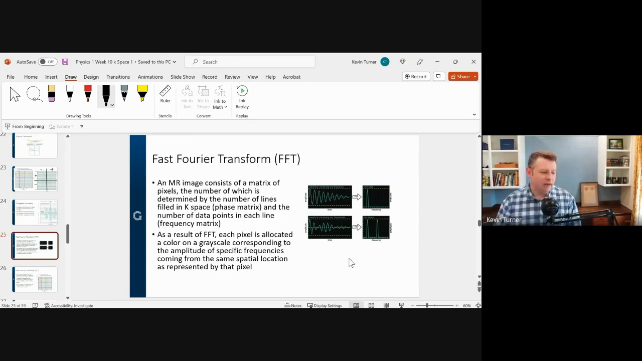As a result of the FFT, each pixel is allocated a color on a grayscale corresponding to the amplitude of specific frequencies coming from the spatial location as represented by that pixel. So if it's a T2 weighted image and that part of the data point has very high signal because it's maybe in the kidney, then it will be bright on the final image.